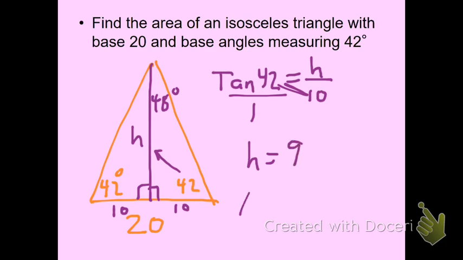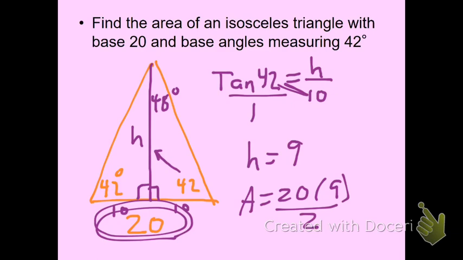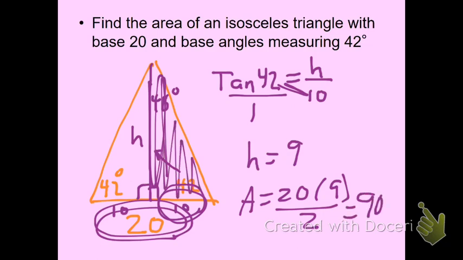So if the height is 9, the area is base times height divided by 2. Make sure you use the whole base. Sometimes a common mistake is to use half the base and then divide by 2, so you're really just finding the area of half the triangle. We want to find the area of the whole triangle. And we get 90 square units for the area.